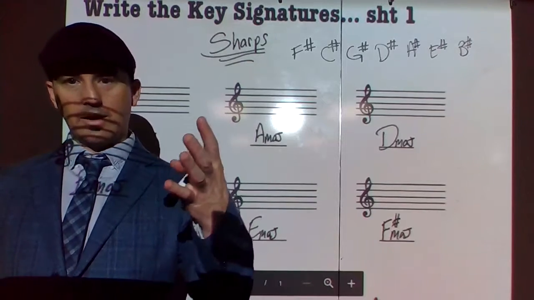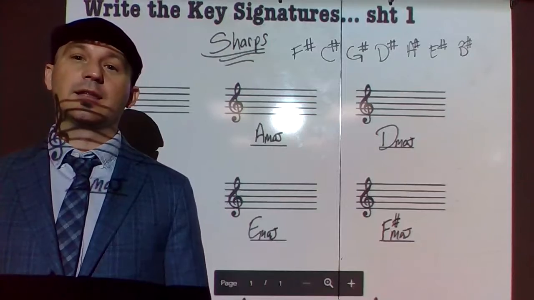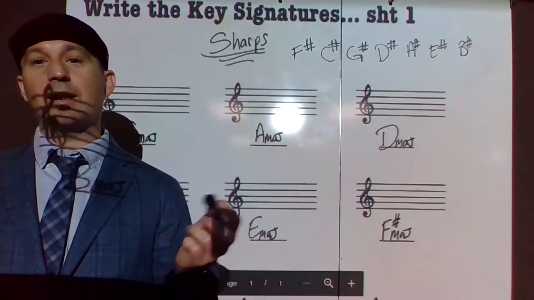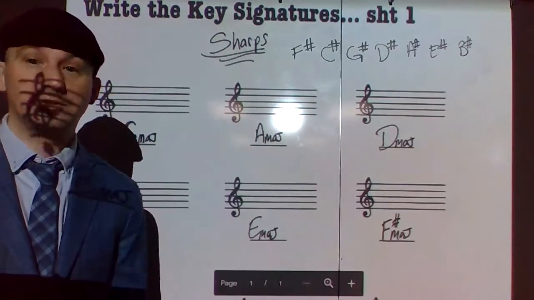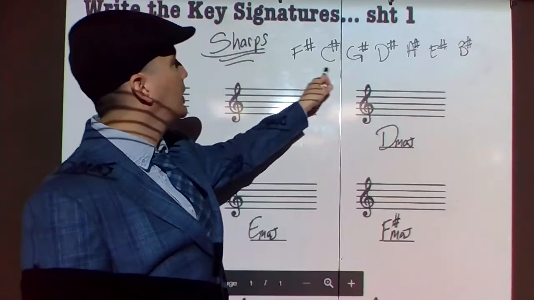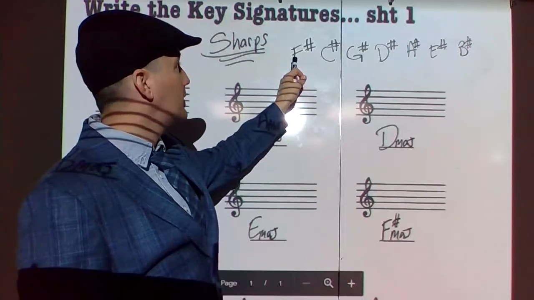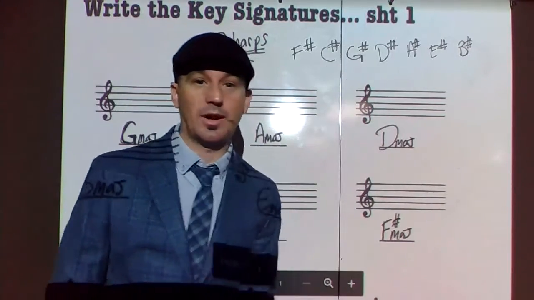So, key of A major, what's number 7? Well, just think of the letter that comes before A. The letter that comes before A in the musical alphabet is G, so G sharp. So we know that it and all that came before it have been added. So the key of A has F sharp, C sharp, and G sharp. Okay, let's try another one.